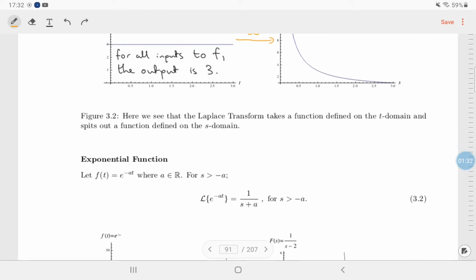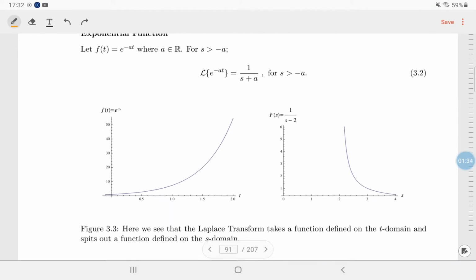Right. Exponential function. Okay, what have we got? Now this isn't defined for all particular values of s, but we don't have to worry about some of those subtleties. So what you have on the left is a function e to the 2t. That's the input. And the output is 1 over s minus 2.